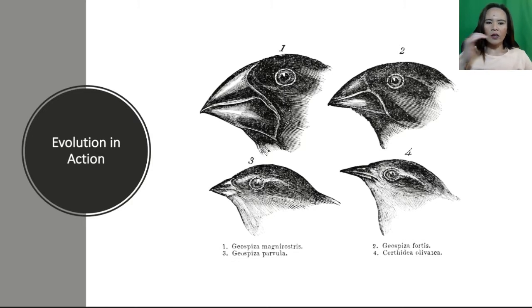Before we start, I just wanted you to take a good look at four different beaks of this single bird. This is a finch, by the way. If you say that the shape of the beak varies, that is correct. And we're going to talk about evolution in action and evolution itself today.